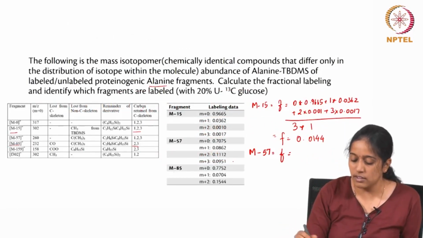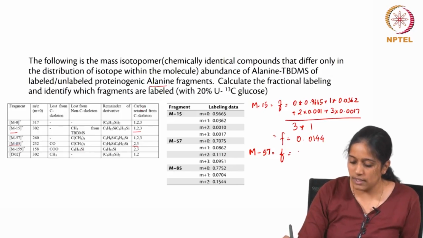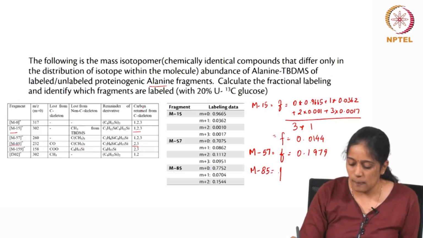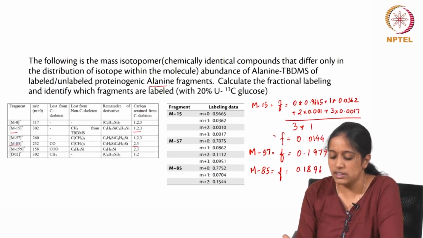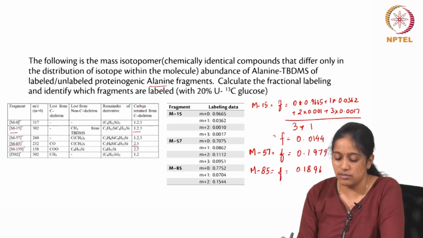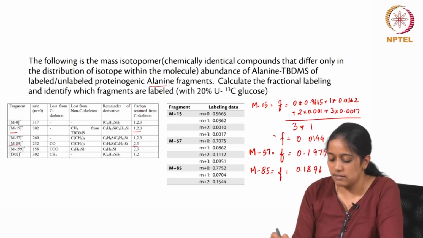Similarly, if you have m minus 57, you do the same set of calculations, and in this case for m minus 57 using these values you find that f is 0.1979, and similarly if you do it with the m minus 85 fragment you find that f is 0.1896. So, these values are simple to calculate. If you just use the formula which is shown, it is very simple to get these values.